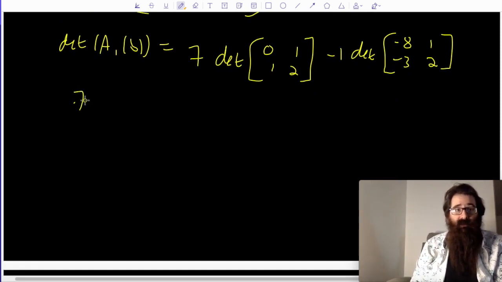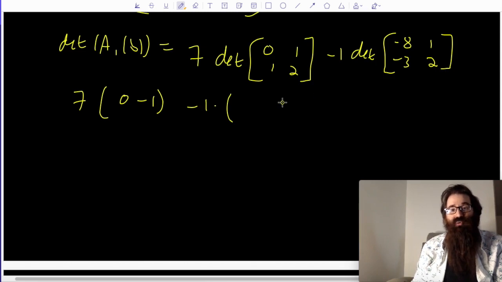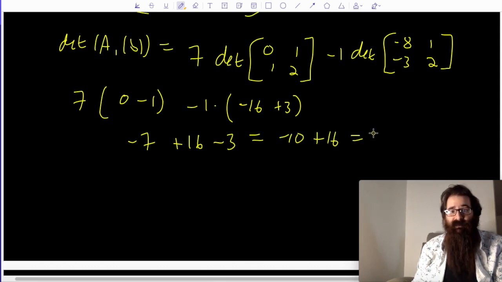And so let's compute this. So I have 7 times 0 times 2 is 0, and then minus 1 times 1 is 1, and then negative 1 times negative 8 times 2 gives me negative 16, and then minus a negative 3, so that's plus 3. And then we can go ahead and compute this through. So let me expand this out a bit. 7 times negative 1 is negative 7. If I bring this minus 1 in, I'm going to have minus negative, so that's plus 16, and then minus 3. And I'll say, okay, negative 7 and negative 3 give me negative 10, plus 16 gives me 6.